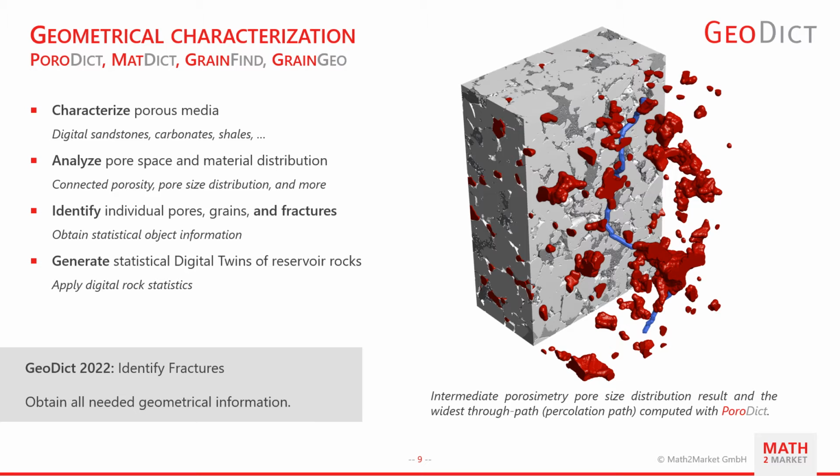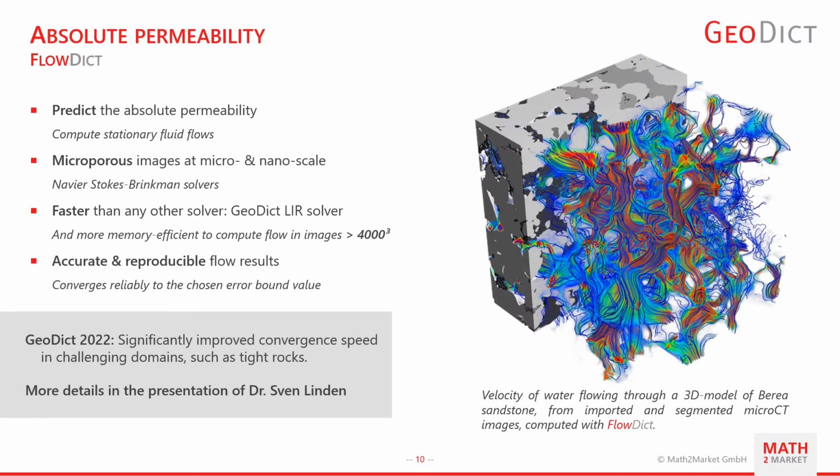So we do not list all the individual features here, but rather claim that you may obtain all the geometrical information that you need. In the field of property prediction, the absolute permeability is probably the most prominent. So any digital rock physics software has a feature to determine the permeability, of course. But what makes GeoDict the favorite choice amongst all the options? So I'm going to tell you.